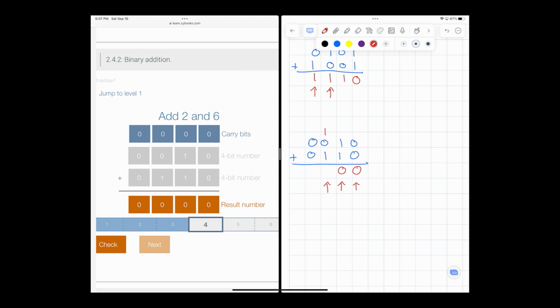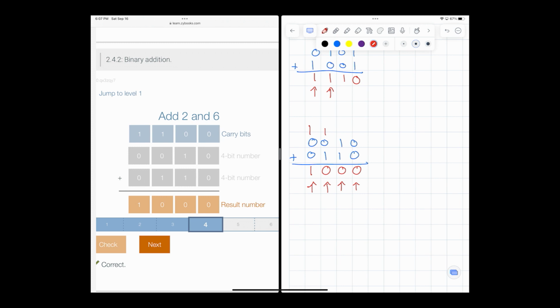Third column, we have 1 plus 1. 1 plus 1 is 2. So again, you put a 0 and carry the 1. And then finally, the last column, you have 1 plus 0 plus 0, which is 1, and you put a 1 there. So in order to translate this over to the zyBooks, you have to put 1s here and here. And then in the bottom row, we have 1, 0, 0, 0. So there you go.